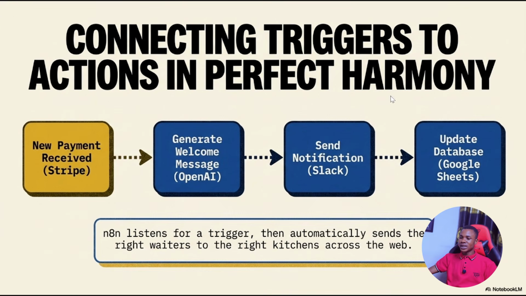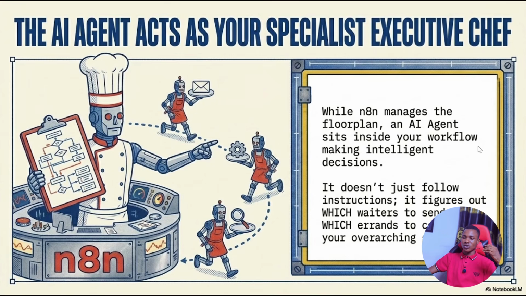All right, so let's connect the triggers to actions in perfect harmony. New payment, generate welcome, send notification, update database. So you make a payment, they generate a receipt for your payment, they send a notification, you say okay, give him the food, and then the update, they bring the food to you. That is updating either Google Sheet or anything you want. So n8n listens for a trigger, then automatically sends the right waiters to the right kitchens.